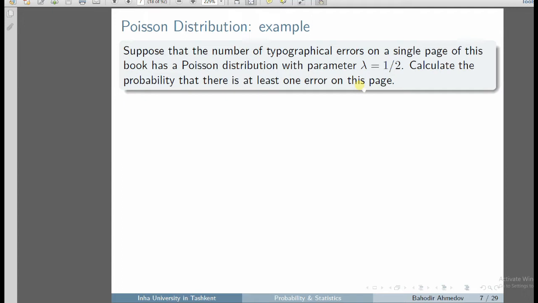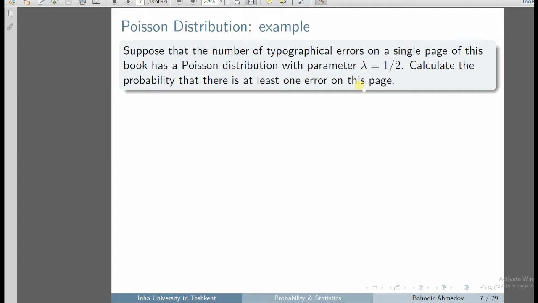It just means that if you open one of the pages, on average every page has 0.5 mistakes, okay? So now, if you open one of the pages randomly, how many mistakes might there be? You don't know, right? This is a random number. But we can evaluate this probability. What is the probability that if you open one of the pages, there will be at least one mistake?